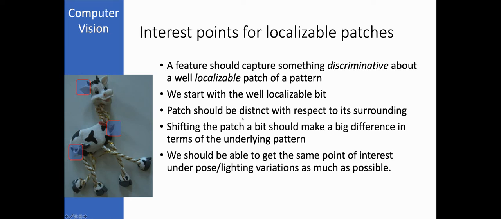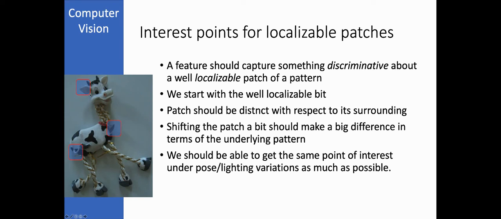So a patch should be distinct with respect to its surrounding. In this case, for example, this patch in the ear, you can see that it's distinct from all its surrounding where you have homogeneous tissue or you have different structures here. Shifting the patch a little bit in any of the directions should make a big difference in terms of the underlying pattern. And moreover, we should be able to get the same point of interest under pose and lighting variations as much as possible. Visually, one can find such patches, the interest points, quite easily.